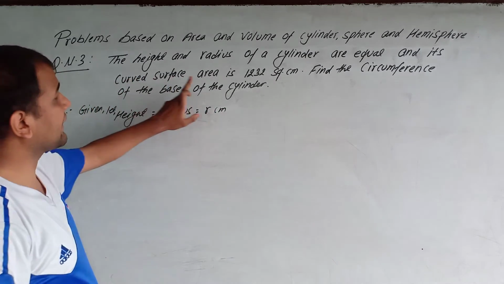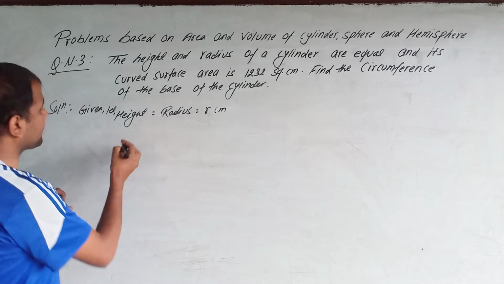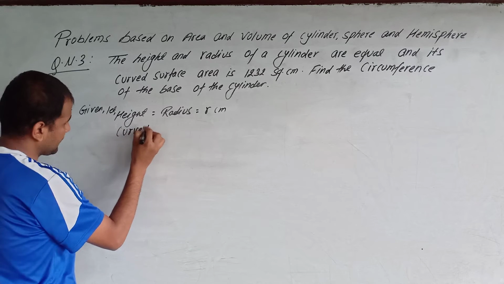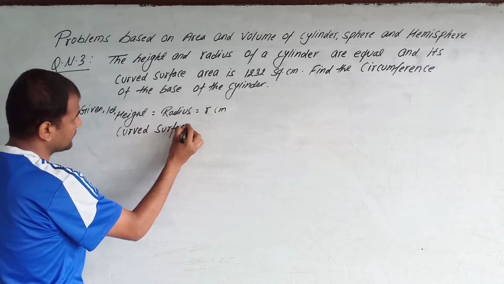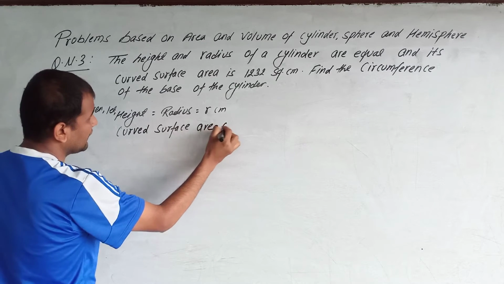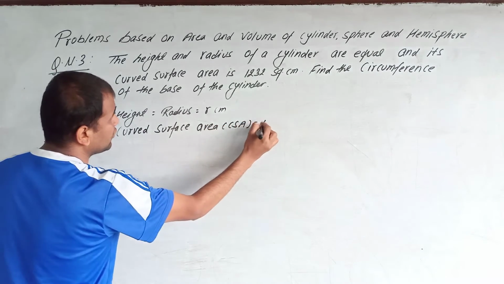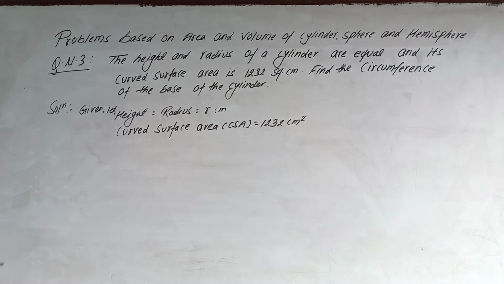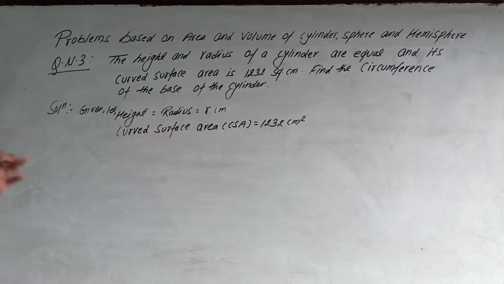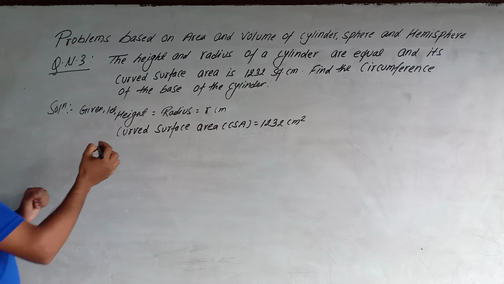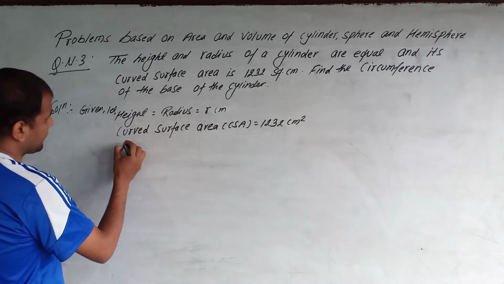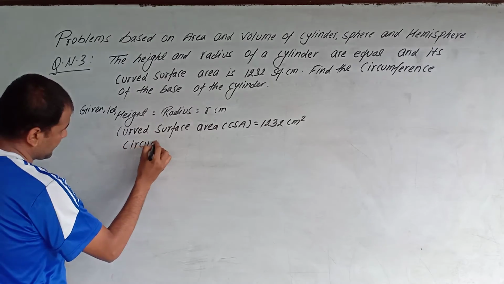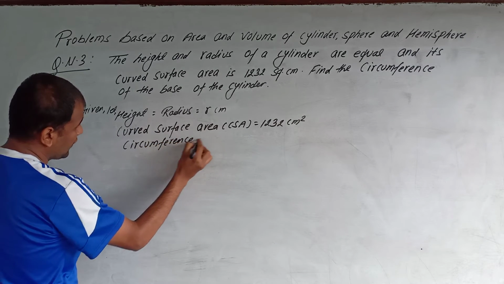And curved surface area, CSA, is equal to 1232 centimeter square. Find the circumference of the base of the cylinder. So we find here what is the circumference of the base. So we use this circumference of the base.